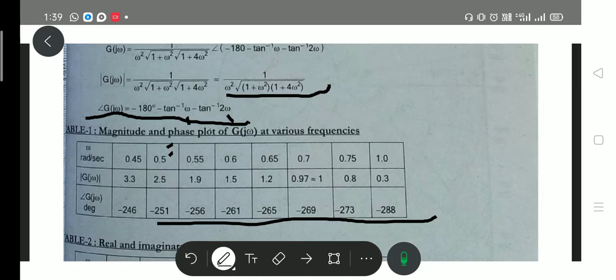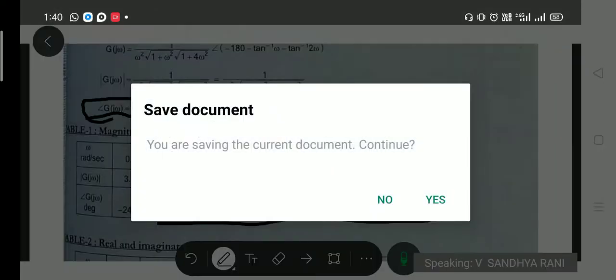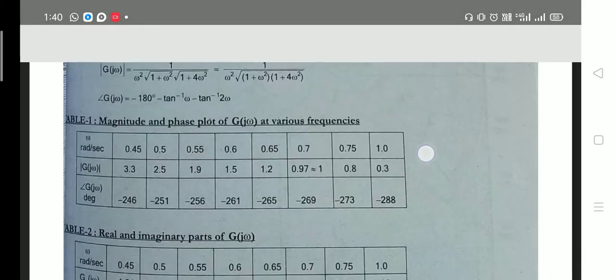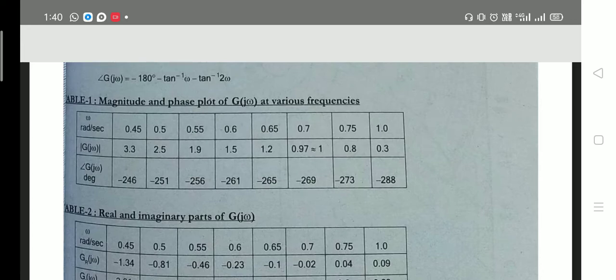Okay, we are substituting the 0.5 in this phase angle, then we will get minus 251 degrees. This is the magnitude and phase completed. Now we can calculate the polar plot. We can draw the polar plot in between the real and imaginary terminals.